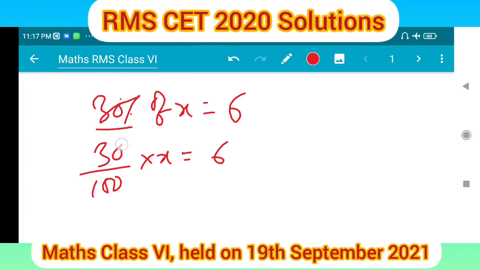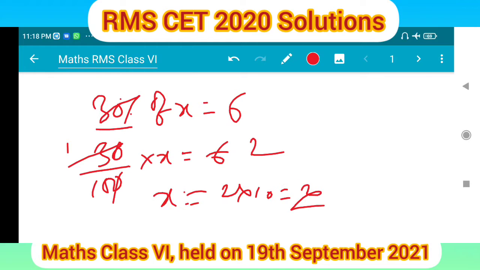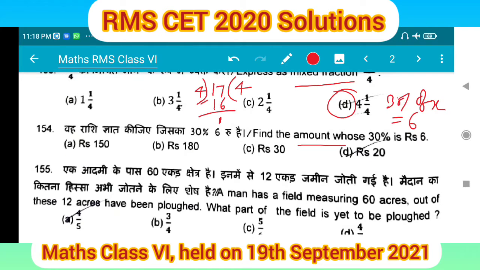See, this 0 gets cancelled. 3 ones are 3, 3 twos are 6. So x is equal to how much? By cross multiplying, 10 into 2, that is 20. So the answer is rupees 20.